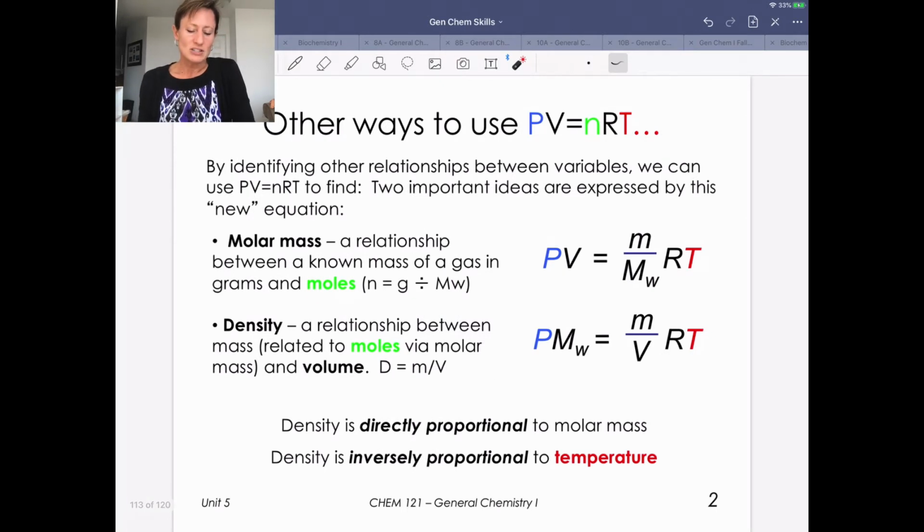So when we think about other ways to use PV equals nRT, don't worry when you see some new equations here that look scary. We're going to walk through them. Again, just understand they will be provided for you. You just want to know how to use them.